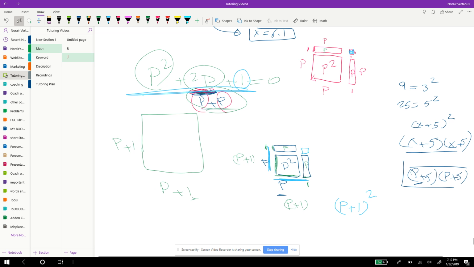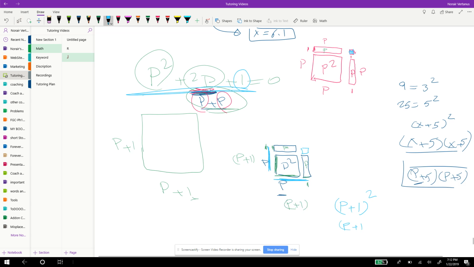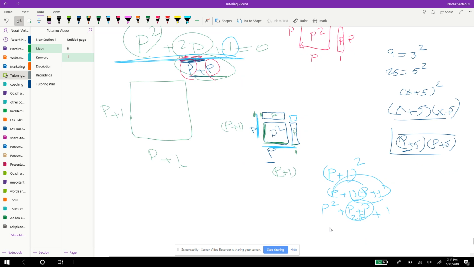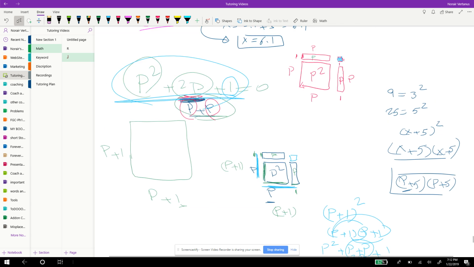And if you FOIL this, you see that it's going to be p plus 1 times p plus 1. You can check your work. P times p is p squared. P times 1 is just p. 1 times p is just p. 1 times 1 is just 1. And p plus p is just 2p. So that's going to be p squared plus 2p plus 1. See, that's what we had here initially.